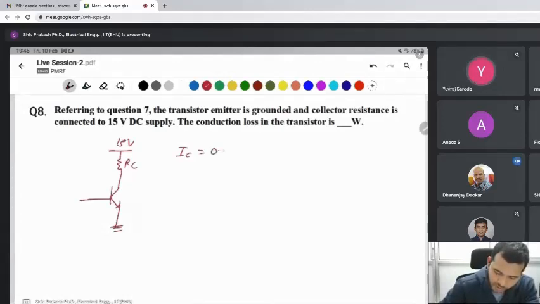I say it's the same, 0.5 ampere. Beta is the same, 45. In the IGBT, conduction loss is IC into VC. This one is the voltage.